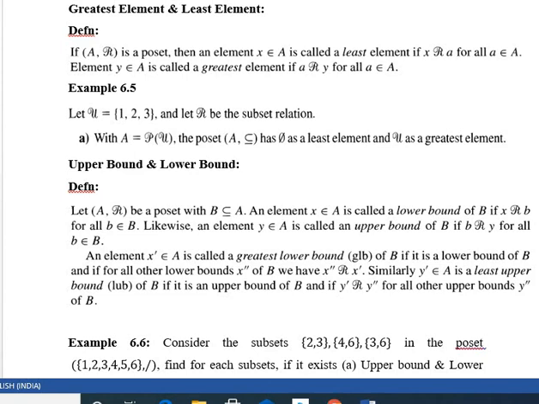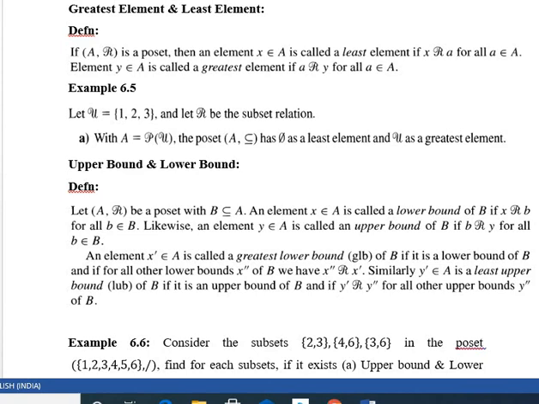Now we have upper bound and lower bound. Let (A, R) be a poset with B a subset of A. An element x of A is called a lower bound of B if x is related to b for all b element of B. Likewise, an element y of A is called an upper bound of B if b is related to y for all b element of B.